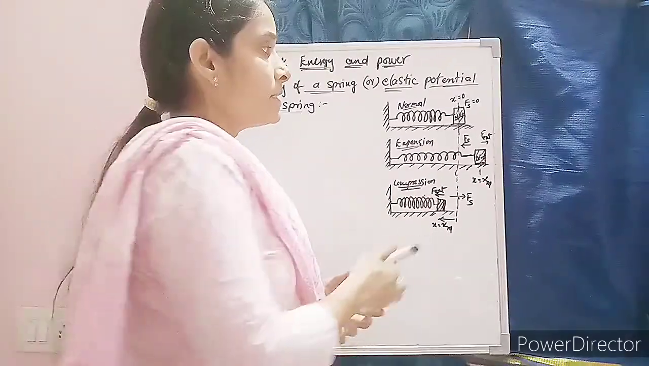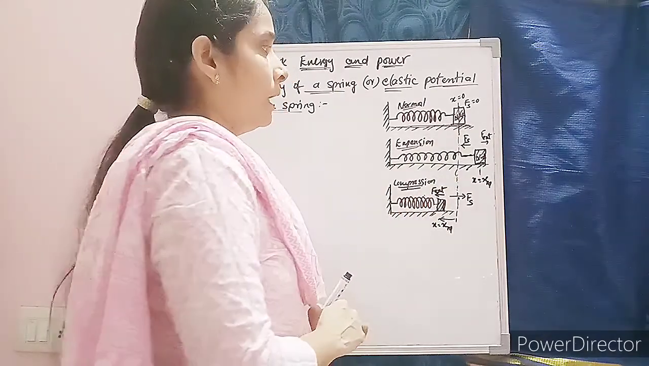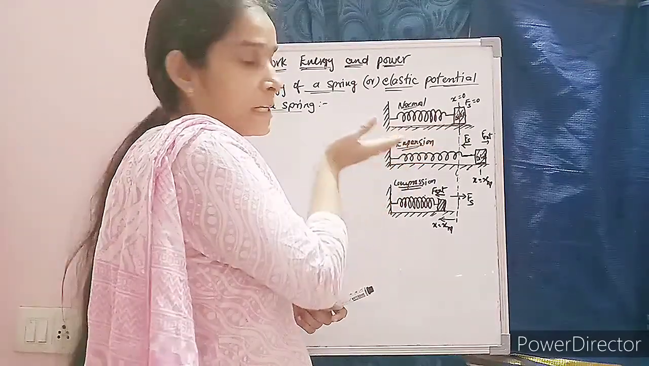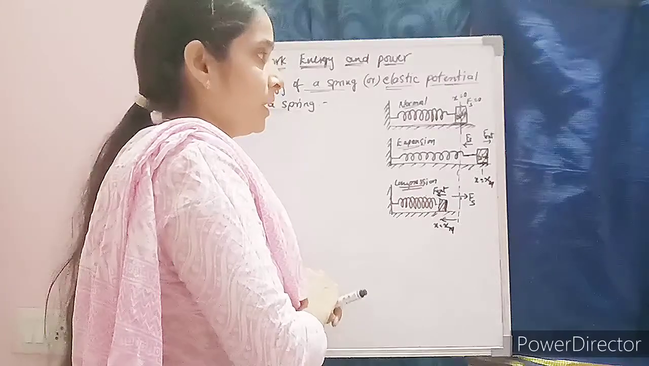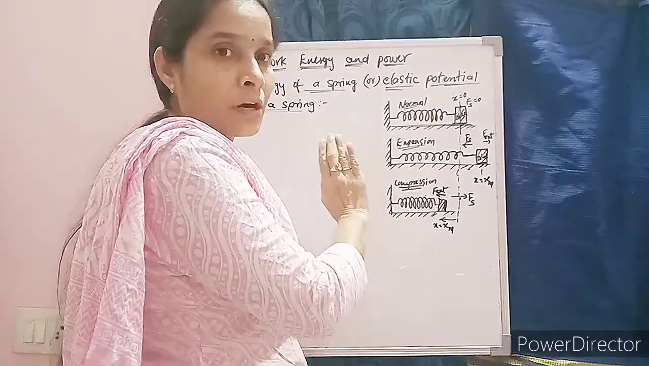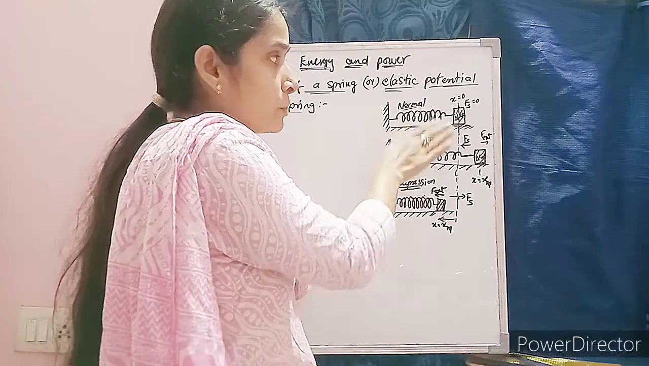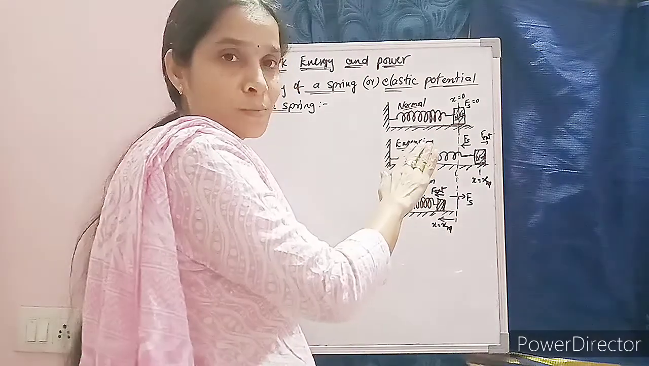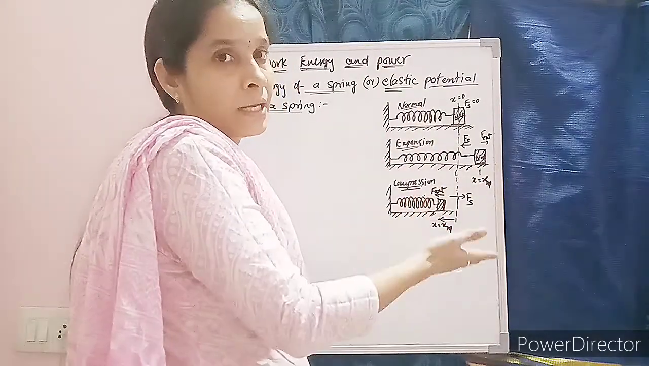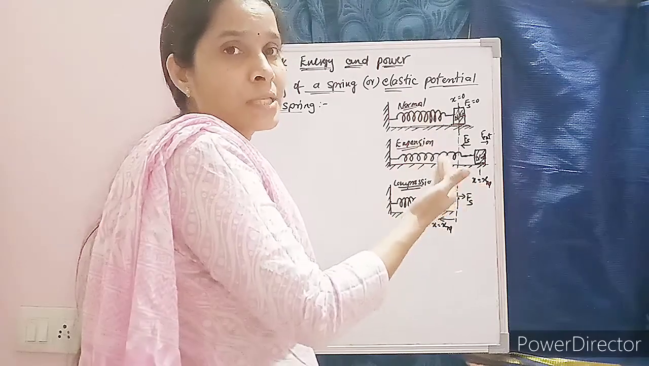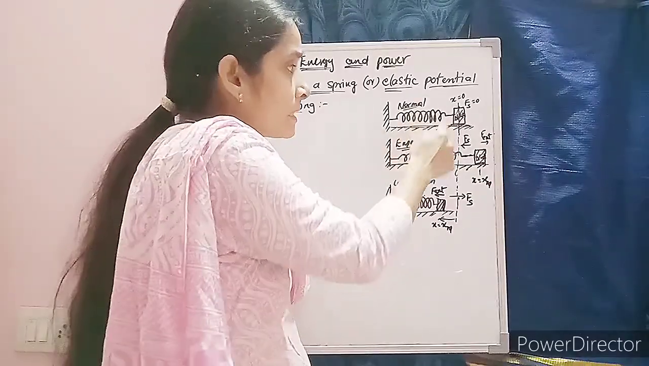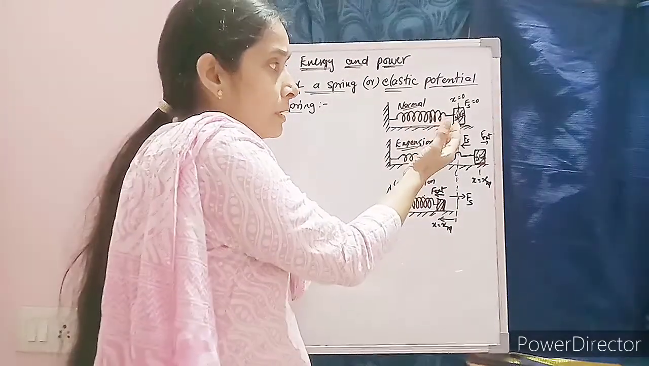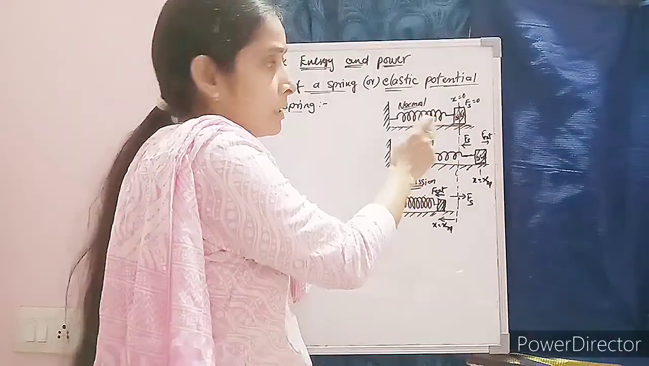Here we are taking a light spring. One end of the light spring is connected to the block and the other end is connected to a rigid wall, and the block is placed on a smooth horizontal surface. At this condition we are not using any external force, so the displacement x is equal to 0. There is no displacement of the body because we are not using any external force. Whenever we use an external force, displacement takes place in the system.